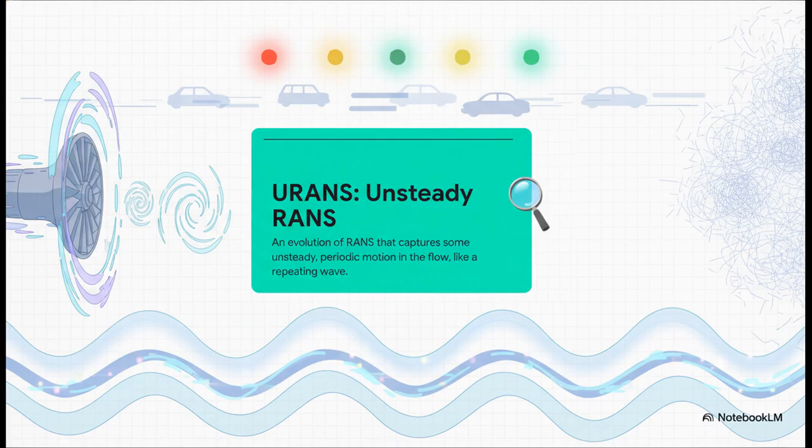Next in the ring is URANS, kind of the next evolution of the classic model. If we stick with our photo analogy, URANS is more like a time-lapse. It can actually capture the main repeating patterns over time, like the pulsing of traffic lights or the general ebb and flow of cars. It's a definite step up because it sees some of the unsteadiness, like that vortex shedding we talked about, but it's still averaging out and missing all the truly random, chaotic bits of turbulence.